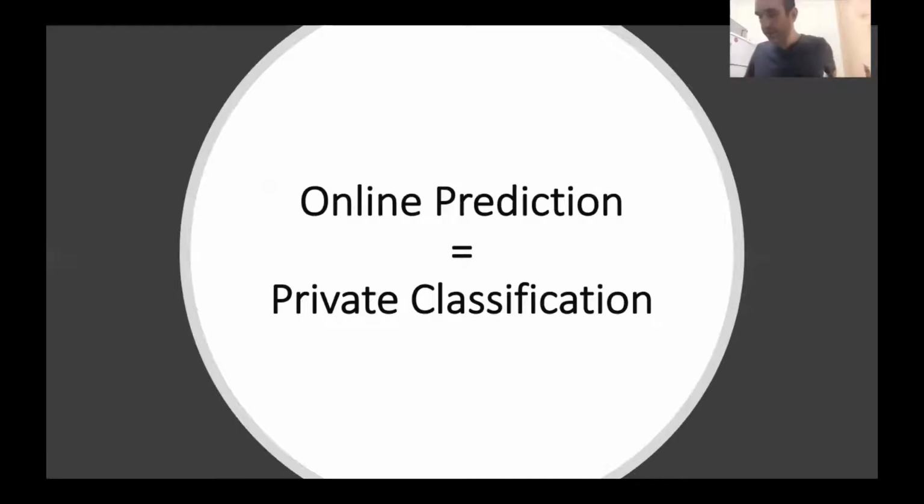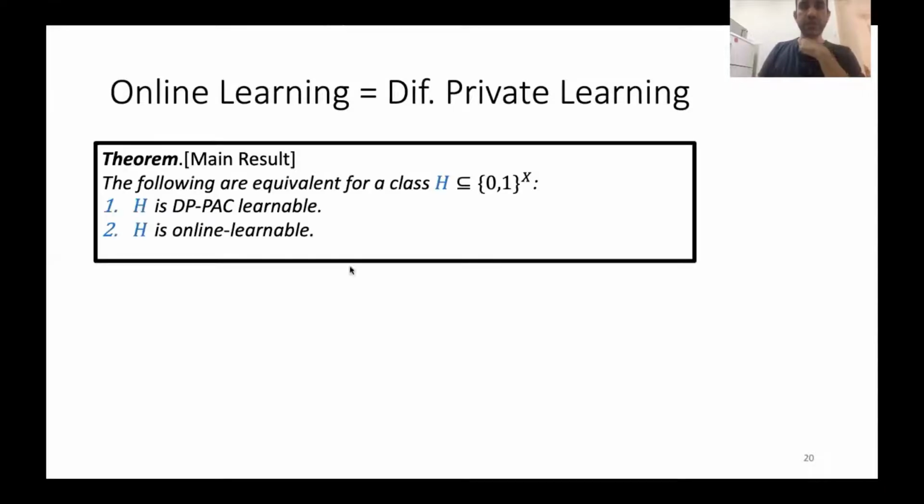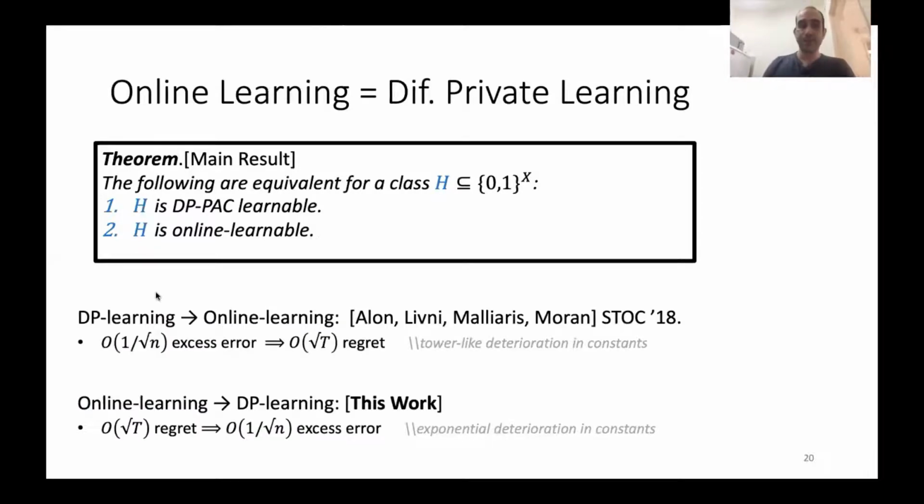Okay, now we can discuss the main result. As the title suggests, our main result says that the properties of being differentially private PAC learnable and being online learnable are equivalent. Let me note that DP learning implies online learning was proved in a joint work with Alon, Livni, and Malliaris 2 years ago. And in this work, we proved the second direction, that online learning implies DP learning.